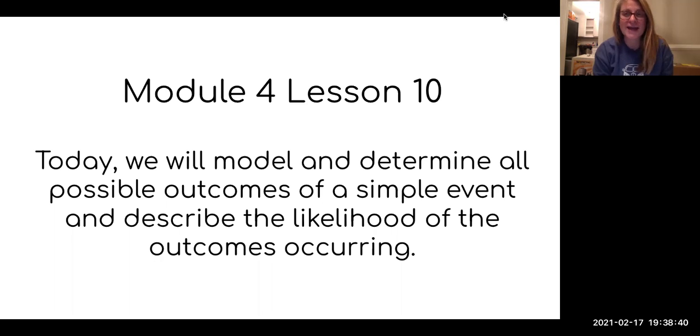So in your heads, think about events that are certain, likely, unlikely, and impossible. So one event that I like to think about is the sun rising. Which of those 4 things would the sun rising be? Is that certain? Is it likely? Is it unlikely? Or is it impossible?